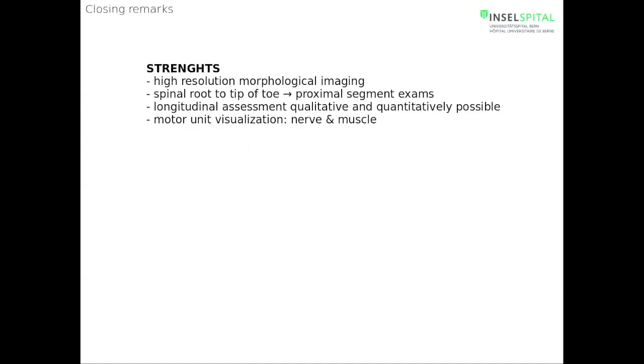So the strengths are, we have a high resolution morphological imaging using aminography. We can image the spinal root to the tip of the toe. So we can also look at the proximal nerve segments that are not quite accessible with neurophysiological techniques or nerve ultrasound. We can have a longitudinal assessment. We can look at it qualitatively, but we can also look at it quantitatively. And we can visualize the whole motor unit, so the nerve and the muscle.